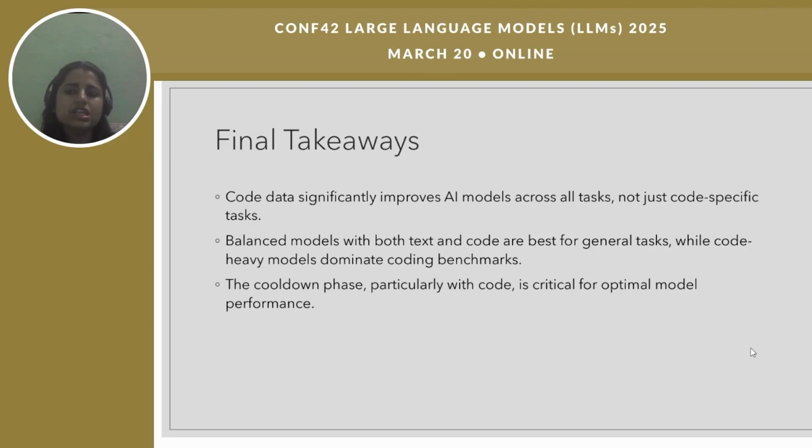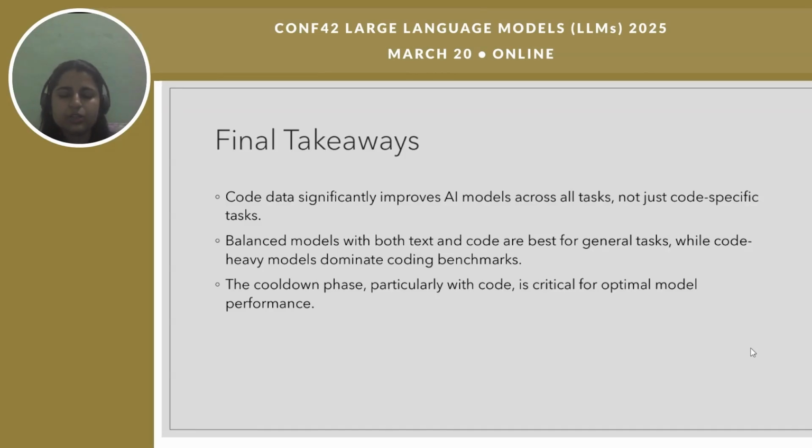But not just ChatGPT, any other model which has been released for general-purpose tasks includes some amount of code data in its training data. So balanced models with both text and code are best for general tasks, while code-heavy models dominate the coding benchmarks.